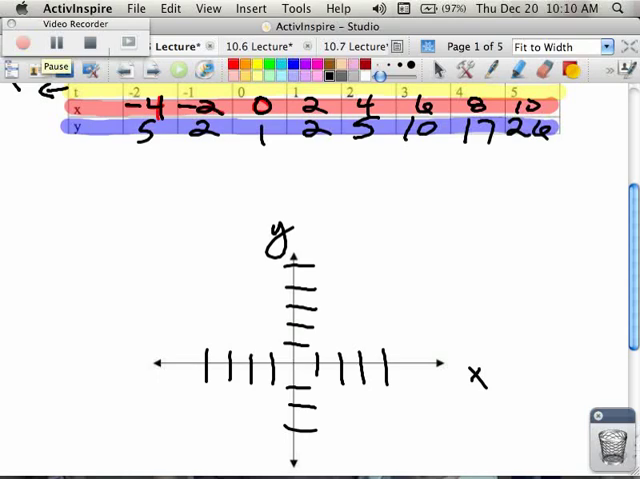So if I'm graphing these things, what I notice is if I go out to -4, I'm at the y value of 5. So -4, 5, right about here. And then I have -2, 2.